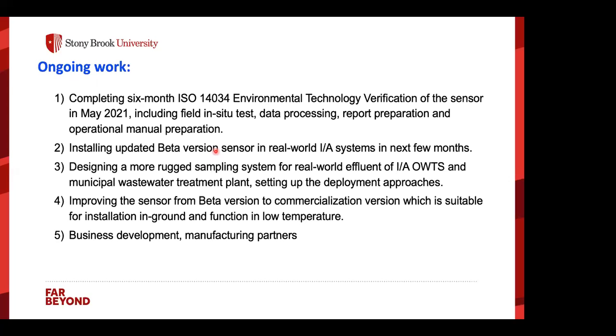One thing we're discussing right now is designing a new sampling system for real-world measurement. The sampling we use right now is good for the effluent in the IA system, but we don't know if it is good for a real-world IA system, I mean, in ground. So we need to update that. We're also going to improve the electronic part for the commercialization version. Probably that happens in a few months.